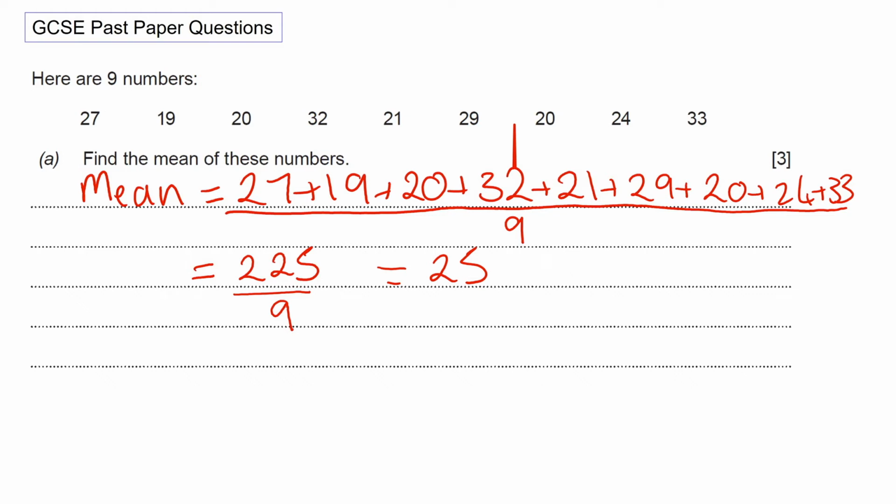So remember, where are those 3 marks? You get 1 mark for adding those together, or for showing your workings that you added them. Then 1 mark for doing 225 divided by the 9, and then your final mark is for your answer of the mean. Hopefully you gained all 3 marks in that question.